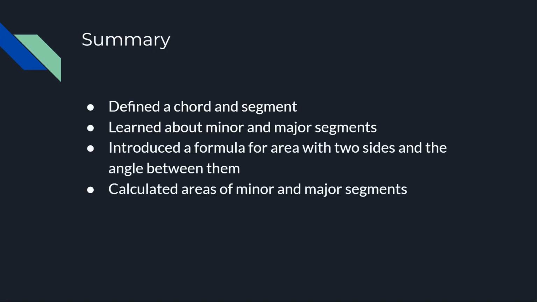And that's it for today's lesson. Let's do a quick recap. We defined a chord and a segment, which is the area between a chord and its arc. Then we explored two types of segments, which is the minor segment, the smaller area, and the major segment, the larger area. We introduced a formula to find the area of a triangle when we know two sides and the angle between those two sides. And we use this to calculate the area for both the minor and the major segments.